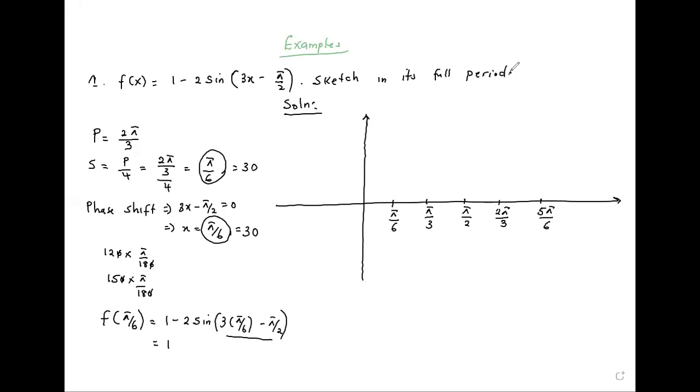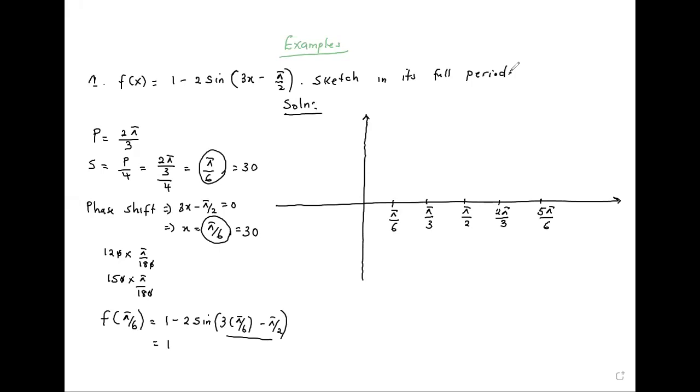Now, sir, that 120 times pi over 180, what is it about? We are converting 120 to radians.